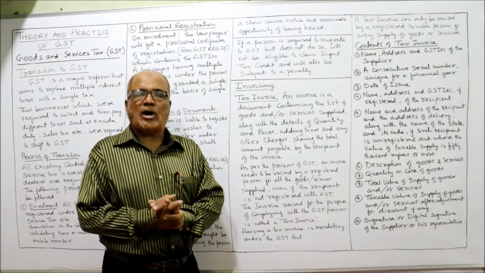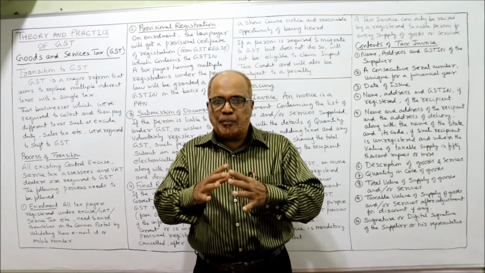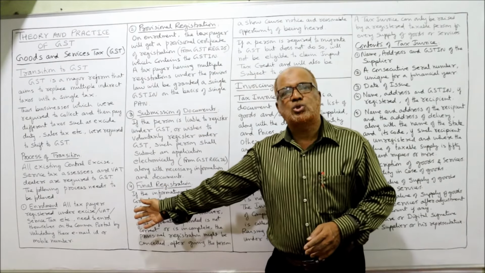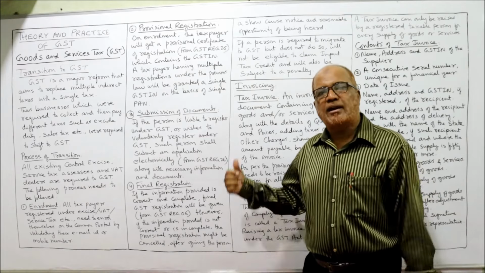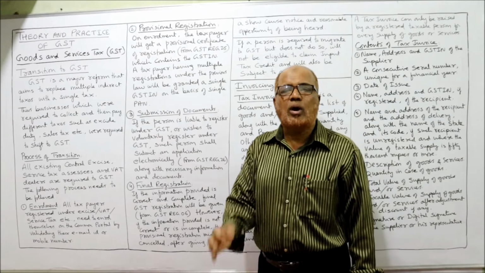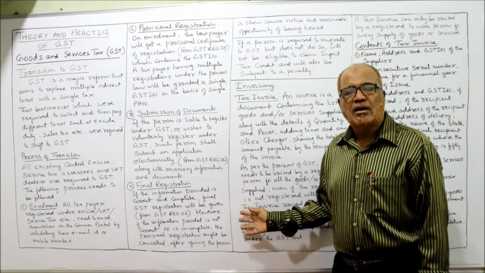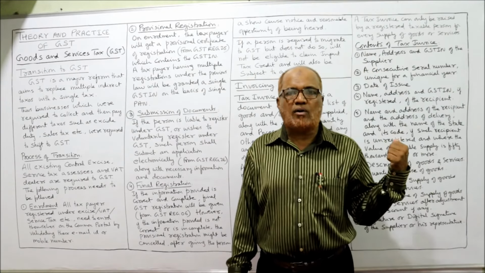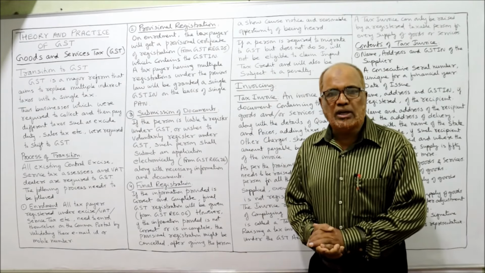So in this video I have explained to you about transition to GST. What is the process of transition to GST? What are the steps involved? Four steps. Then I have explained to you about invoicing. What is a tax invoice? For whom is it compulsory? And then what are the contents of the tax invoice? These are the items to be shown in an invoice.